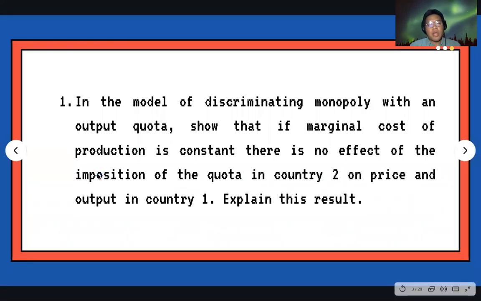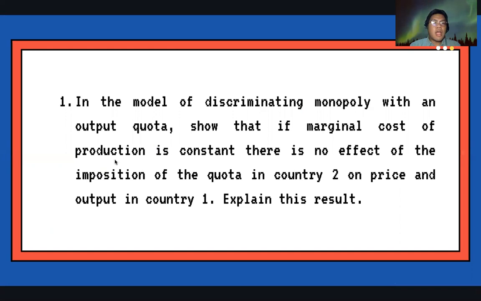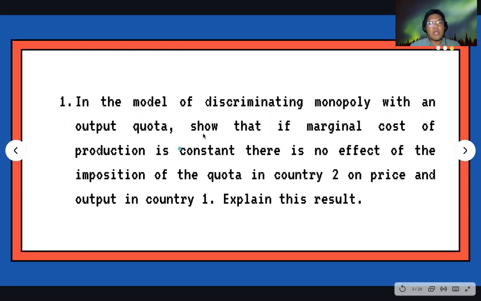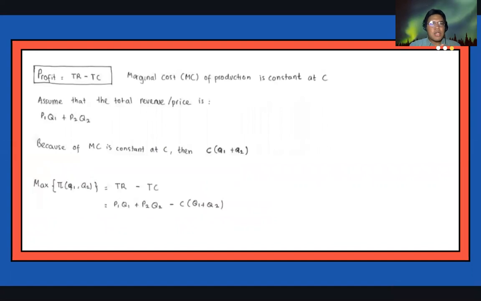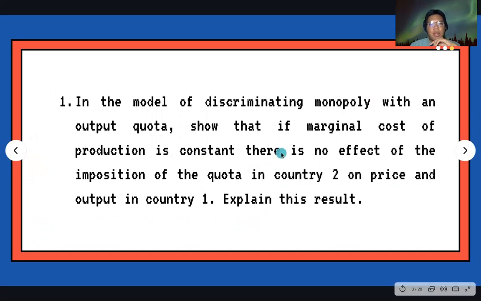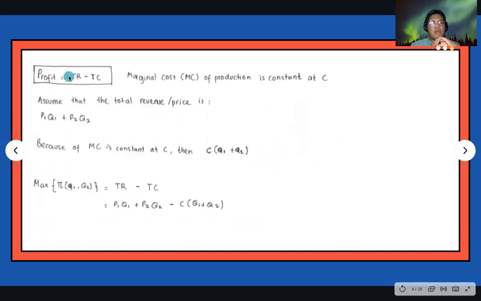The given question is: in the model of discriminating monopoly with an output quota, show that if marginal cost of production is constant, there is no effect of the imposition of quota in country 2 on price and output in country 1. Explain this result. The fundamental concept of this question is that profit equals total revenue subtracted by total cost. Also, there is a statement that marginal cost of production, or the MC, is constant at C.